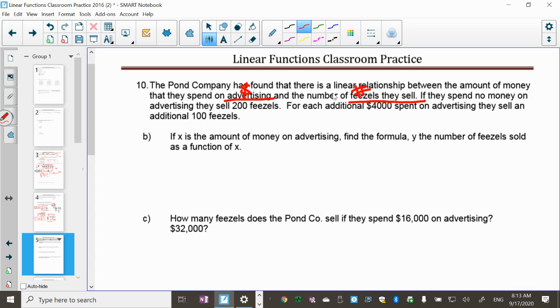So I have things depending on something. I have to ask myself, because this is how you need to figure this out: is the number of feasels I sell depending on the advertising money, or is it the other way around? Does the advertising money depend on the feasels? You have to think about that a little bit.